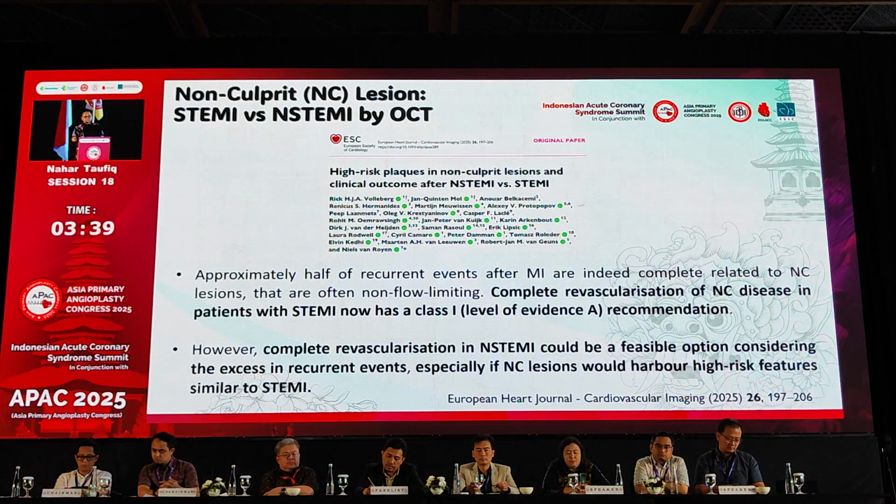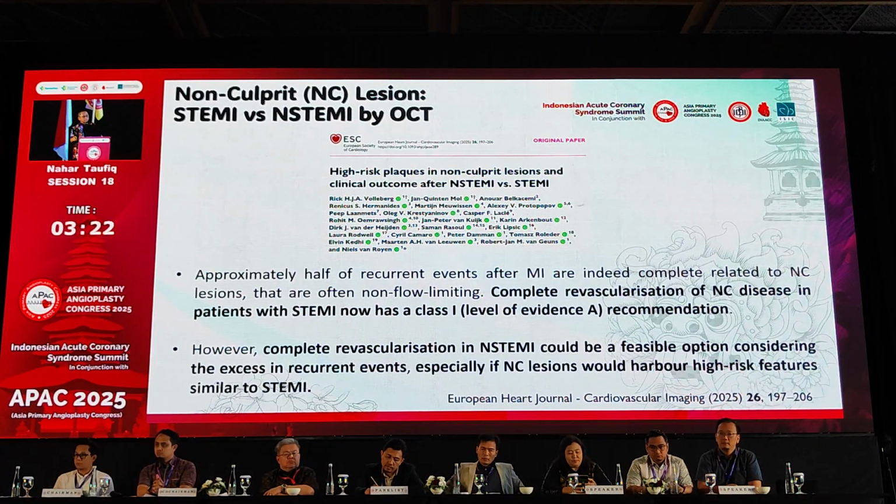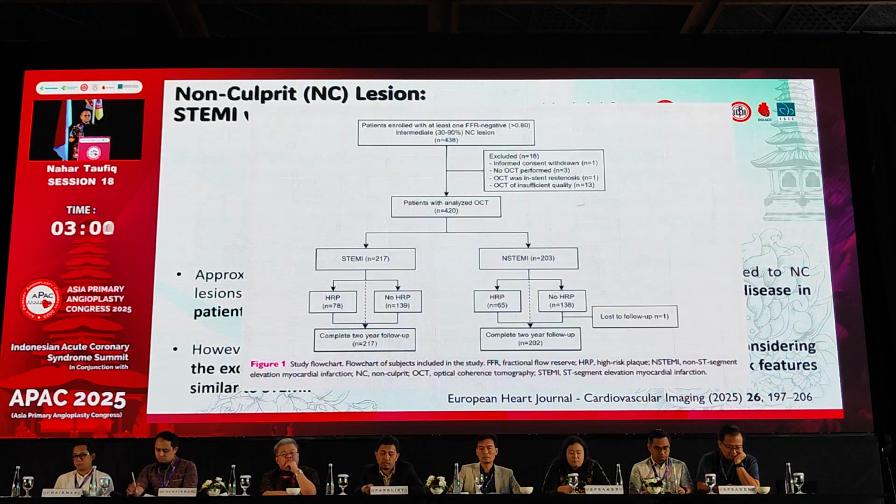And then, how about non-culprit lesions by intravascular imaging, in STEMI or NSTE? We know the complete revascularization of non-culprit disease in patients with STEMI now has a class 1 recommendation. However, complete revascularization in non-STEMI would be a feasible option considering the excess of recurrent events, especially if non-culprit lesions harbor high-risk features, similar to STEMI.